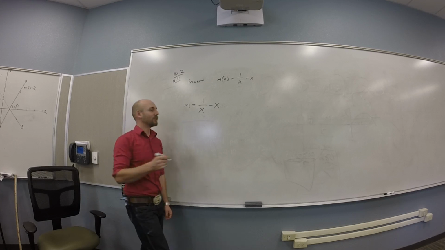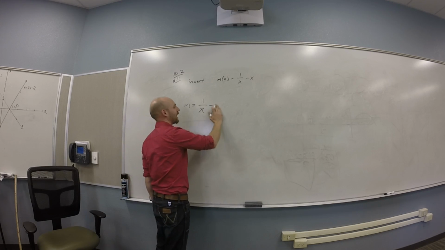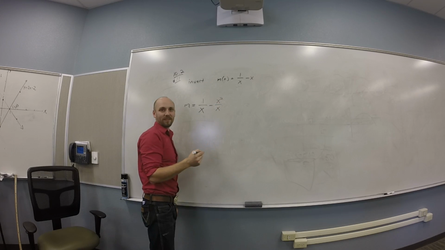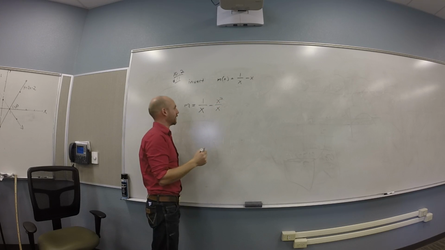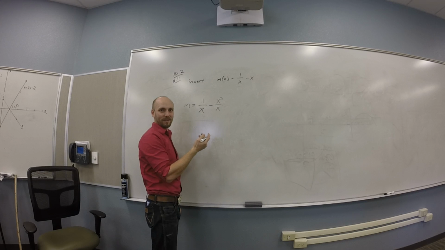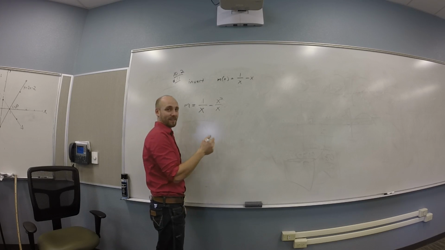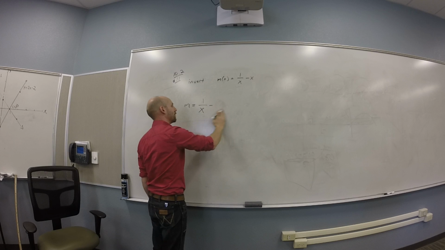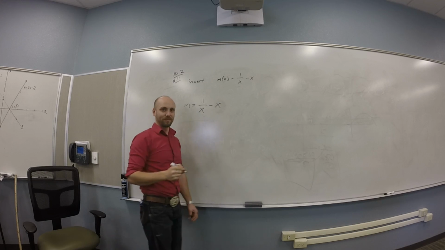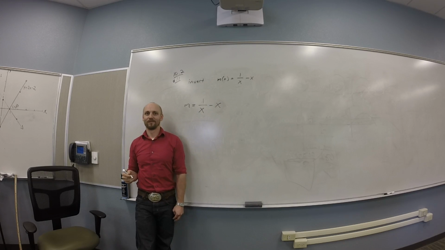What you could do is you could say, okay, x is really x squared over x, and then you could try to combine. I'm not sure that this will work. I'm going to do it the other way. I'm not sure it's going to work, so I'm just going to try the other way because it's faster.